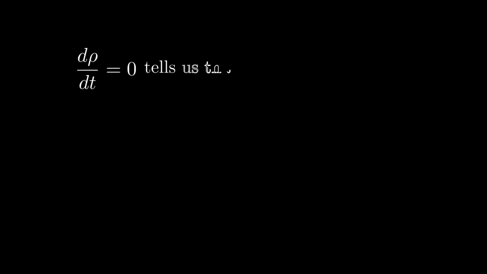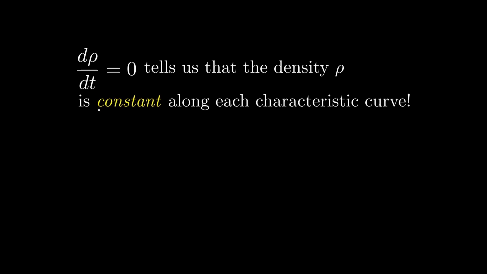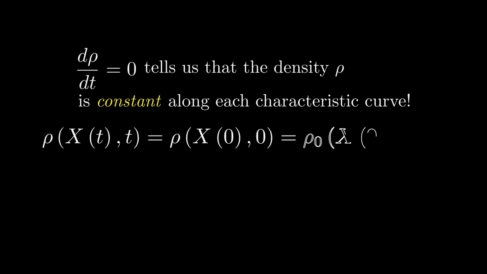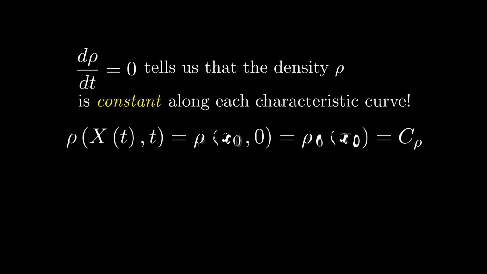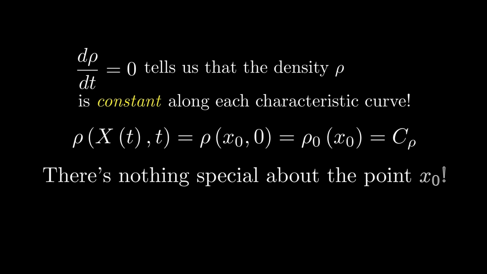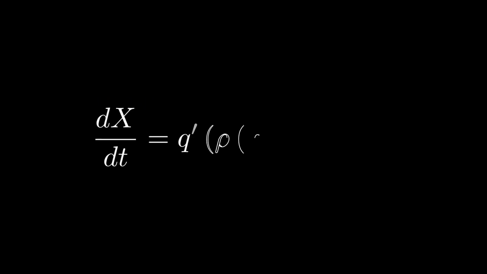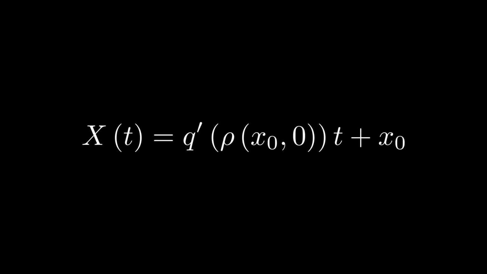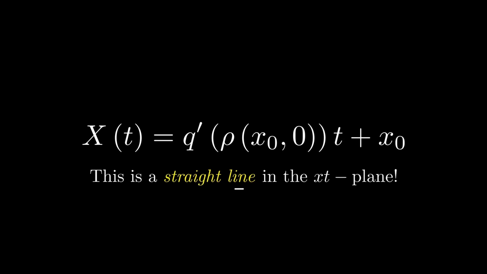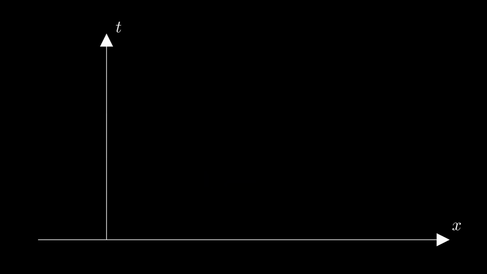From these equations, we can extract a few facts before even attempting to solve them. First, along the characteristics, the density must be constant. This comes from the second equation, d rho over dt is equal to 0. So let the value of the density along this curve be c sub 0, some constant. Here, x0 is just some point along the road. It then follows that dx over dt is yet another constant. Integrating this last equation shows us that the characteristic curves are straight lines in the xt plane, given by the equation x(t) is equal to q prime of rho of x0 times t plus x0. So from now on, we will call the characteristic curves characteristic lines.